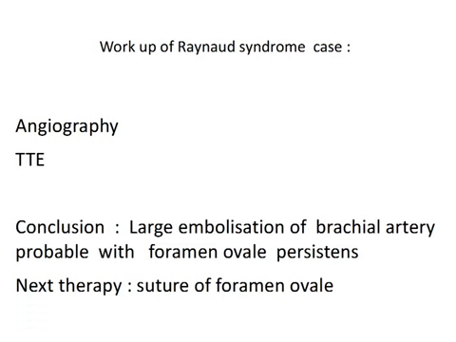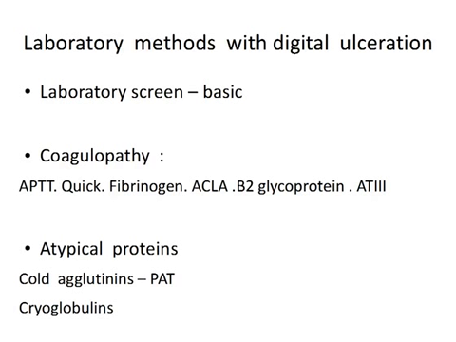The conclusion of this patient is very interesting. The patient had massive embolization of the brachial artery due to patent foramen ovale. Advice: there is a plan for catheter-based closure of the patent foramen ovale.